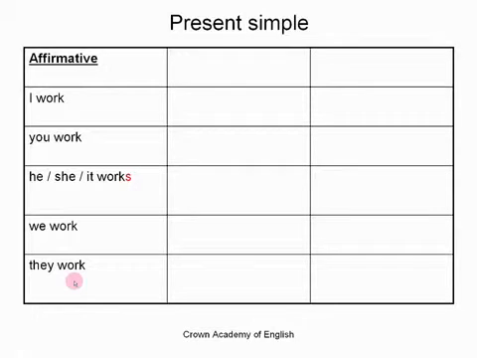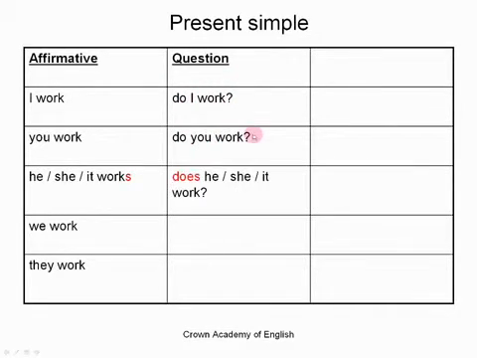Okay, now let's have a look at the negative. Sorry, the question. Do I work? Do you work? Does he, she, it work? Do we work? And do they work? So let's have a look at how this one works. So to make it a question, to make the present simple a question, we simply add the word do to the beginning of the sentence.